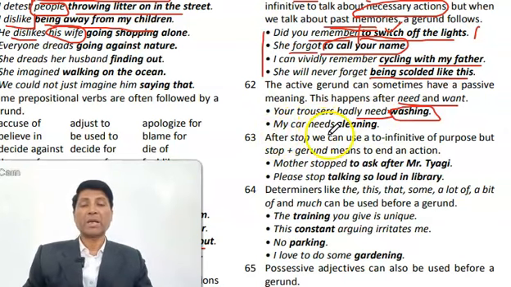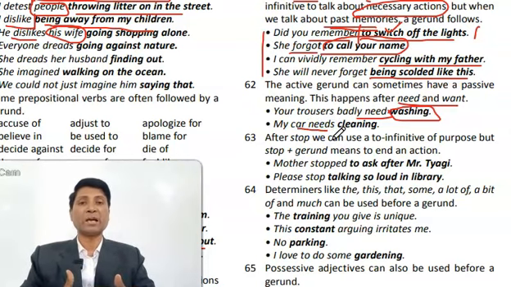My car needs cleaning, or here you can also use my car wants cleaning. So when you are using the sentence my car wants cleaning or needs cleaning, its meaning will be my car needs to be cleaned or my car wants to be cleaned.